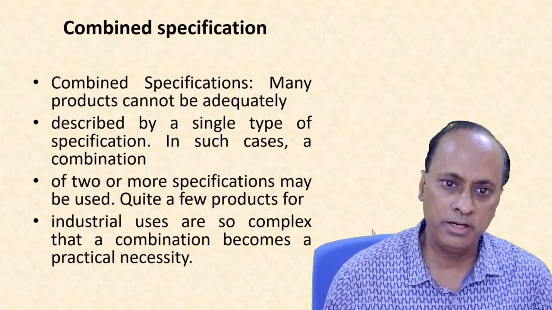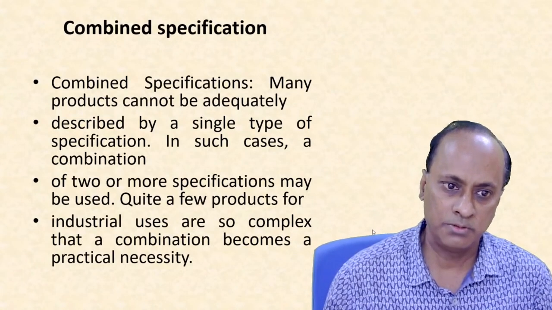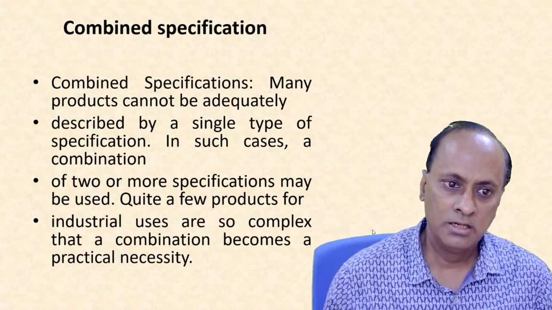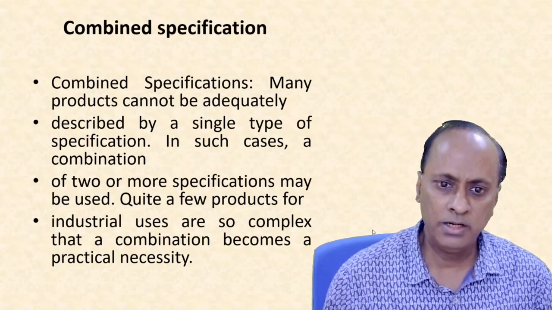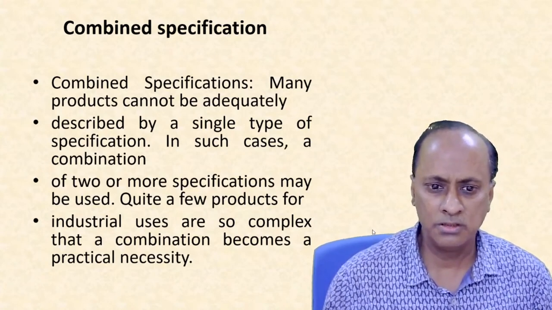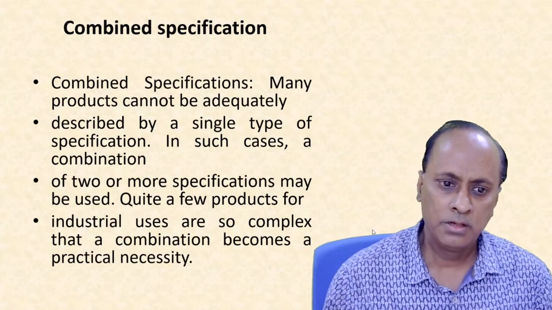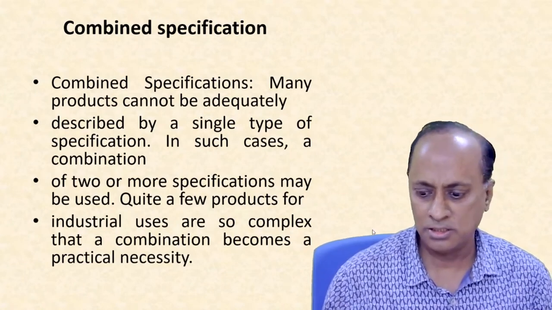Many products cannot be adequately described by a single type of specification. In such a case, a combination of two or more specifications may be used. Quite a few products for industrial uses are so complex that combination becomes a practical necessity.